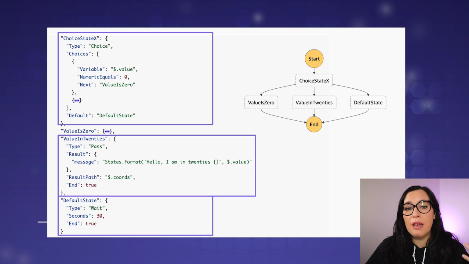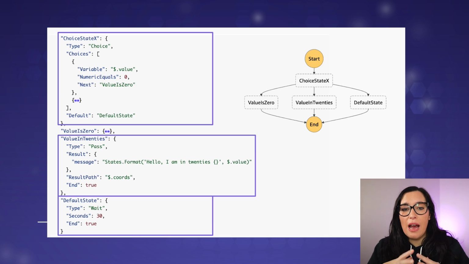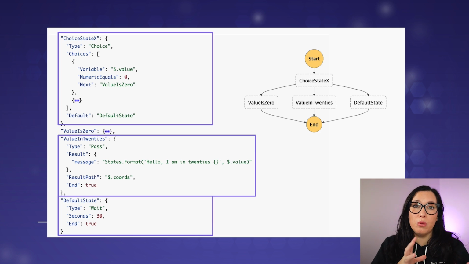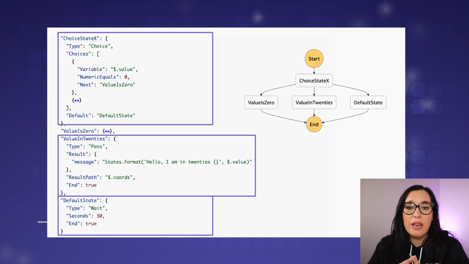And finally, we have the Pass state, and this basically passes the input to the output without doing any kind of work, without calling any APIs. And this state is very useful when you want to transform the input to another output, so you can manipulate it and do some changes. So you will see that a little later on in this series.